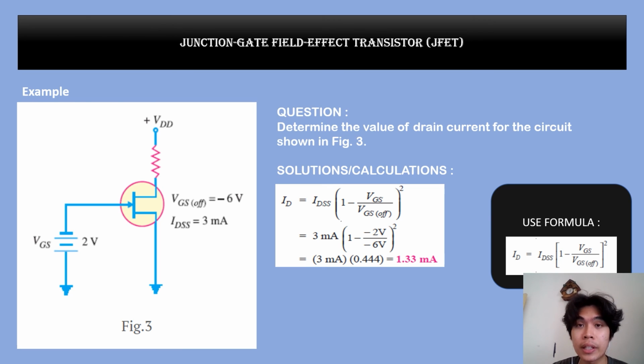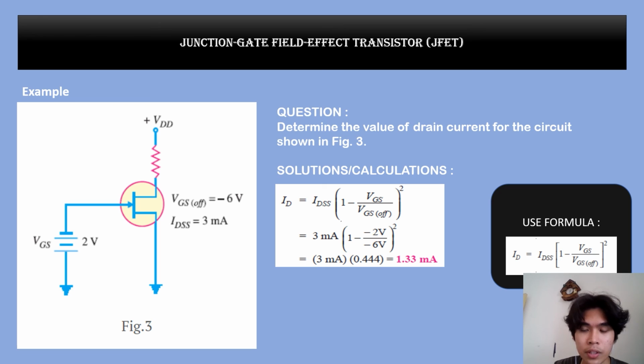Junction gate field effect transistor, JFET. Example: determine the value of drain current for the circuit shown in figure 3. To solve this problem, first we have to extract the data from figure 3. Figure 3 has given us the cut-off voltage, which is -6 volts. The maximum current for this device is 3 milliamps and the voltage from gate to source is 2 volts.